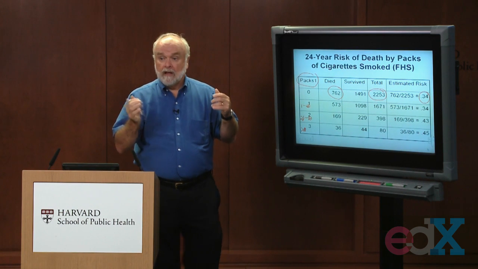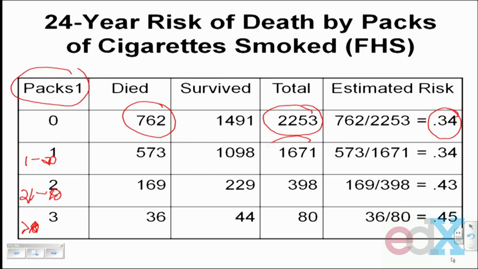Now we can do the same calculation for the 1-pack-a-day smokers, the light smokers if you want to think of them as. There were 1,671 of them, 573 died. Their estimated risk, their cumulative incidence, 573 divided by 1,671 would be 34% also. And likewise, we could do it for the 2 heavier categories of smoking. For the 2-pack-a-day smokers, their estimated risk is 43%. And for the 3-pack-a-day smokers, it's 45%.